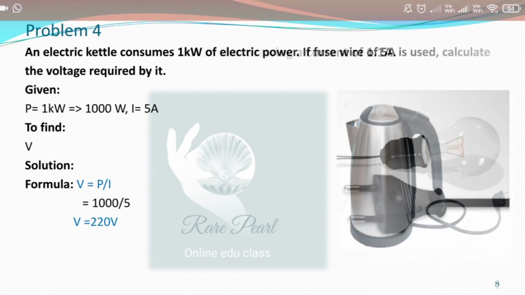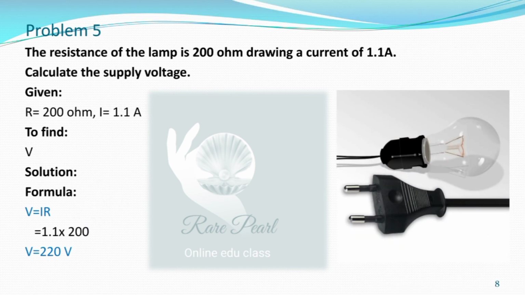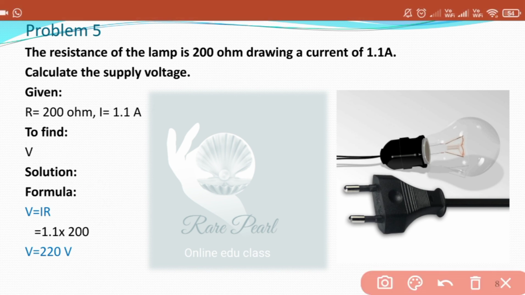Let us see the next problem. In this problem, we need to calculate the supply voltage, given the resistance of the lamp, 200 ohm, drawing a current of 1.5 amps. So you can see that the resistance of the lamp is 200 ohm and the current drawn by it is 1.1 amps.